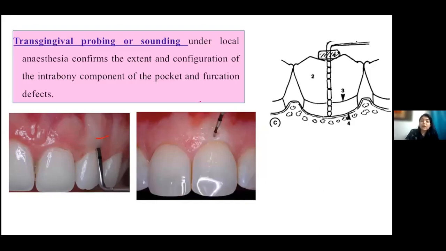So this is known as bone sounding or transgingival probing, through the gingiva. What does this tell us? The level of bone, the level of attachment.